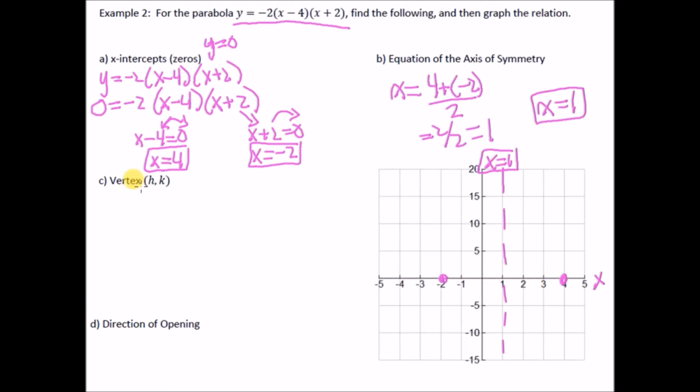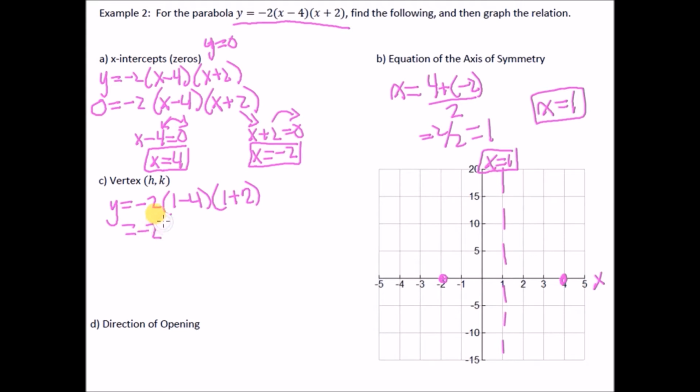So we need to calculate the vertex. We know the axis of symmetry, so we know the h value is 1. So just sub 1 back into the original, and let's find the y. So 1 minus 4, and then we have 1 plus 2.